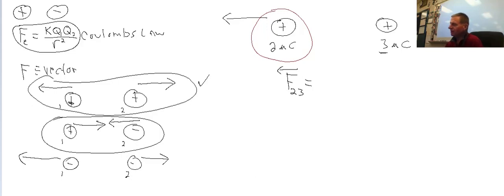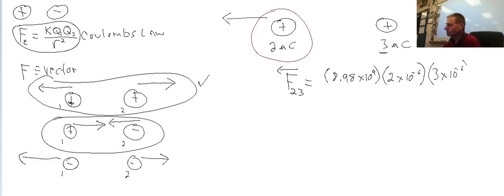Well, the standard value that we have for K is 8.98 times 10 to the 9th. All right, and I'm going to leave the units out because it just makes the equation that much longer. Times the value of the first charge, which is 2 times 10 to the minus 6th coulombs, and again, I'm going to leave the units out because this whole equation gets very long, times the value of the second charge, which is 3 times 10 to the minus 6th coulombs.